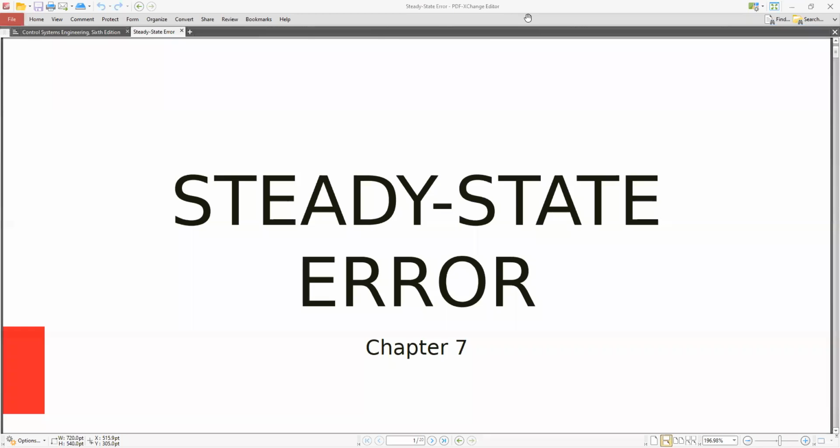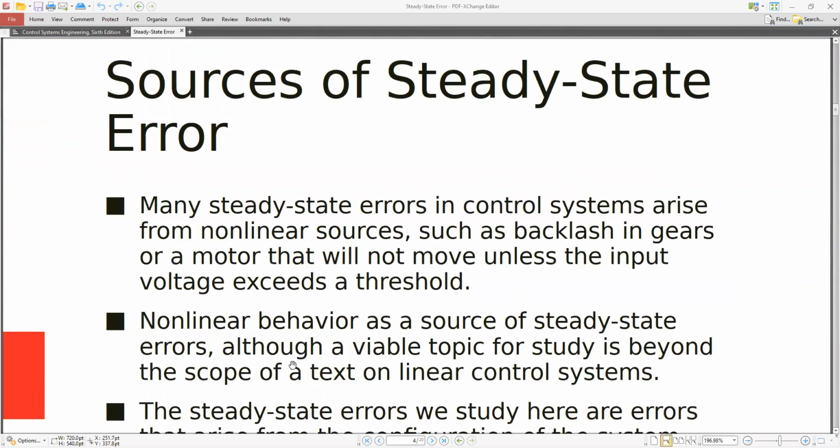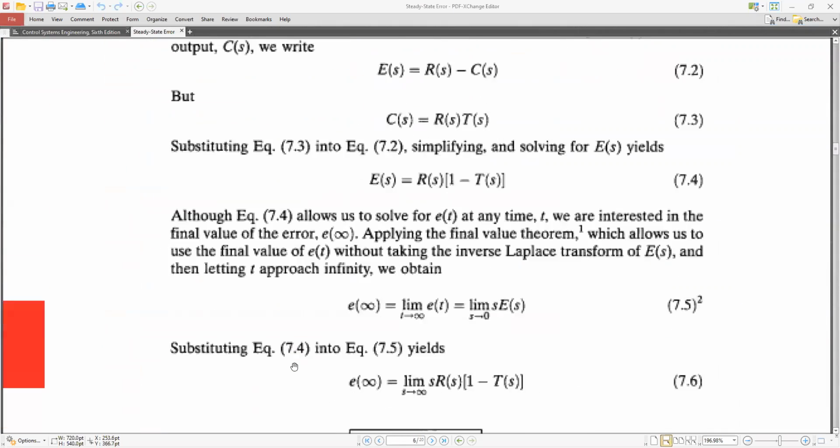Stability, steady state error. Let me show you. You see this, steady state error, chapter 7. This is your course. Sources of steady state error for unity feedback systems, static error constants and system types, steady state error for non-unity feedback systems, and sensitivity. So I'll share this one with you.